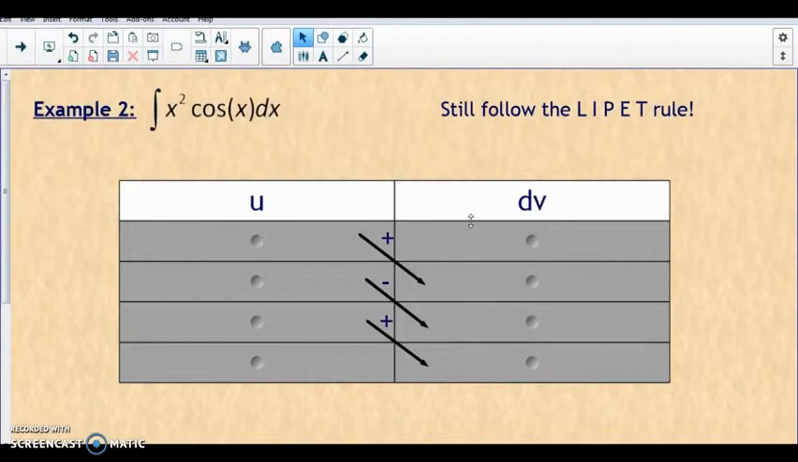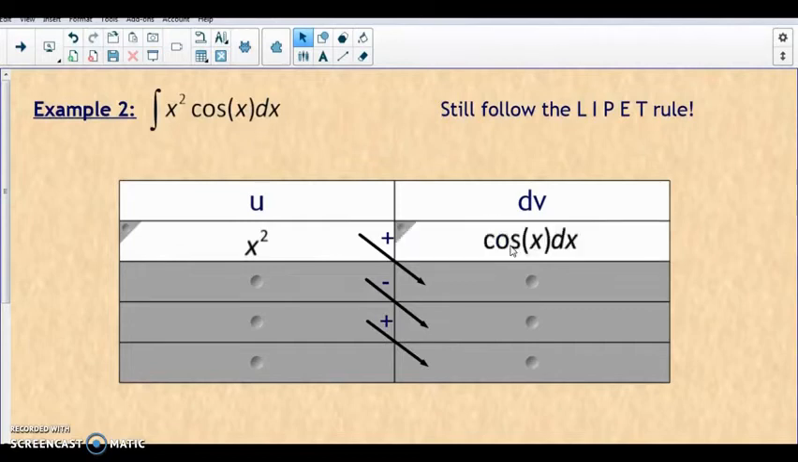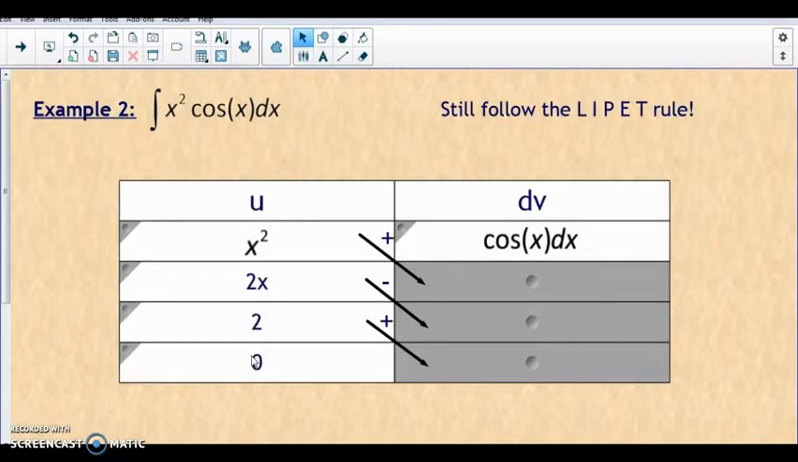So here's my left column, here's my right column. In the u substitution column, I'm going to put x squared in the first spot, which means in my dv substitution column, I'm going to put cosine of x dx. So that goes there. And now what I like to do is differentiate this column until I can't do it anymore because I get 0. So I know that the derivative of x squared is 2x. The derivative of 2x is 2, and the derivative of 2 is 0. So now I stop. I'm going to end up with 4 rows because my last value here is 0. Then I take the antiderivatives of this column all the way down to get across from 0.